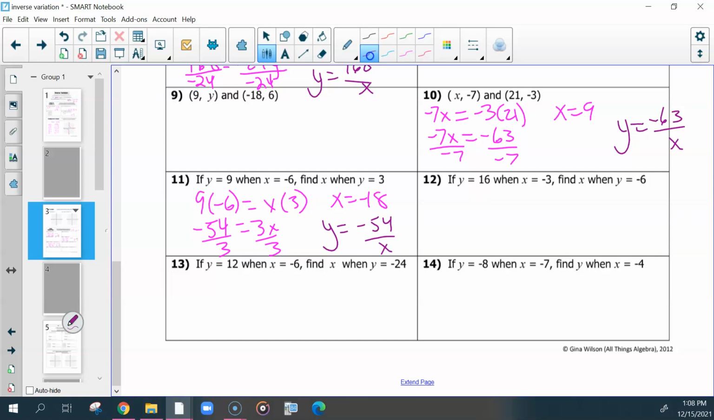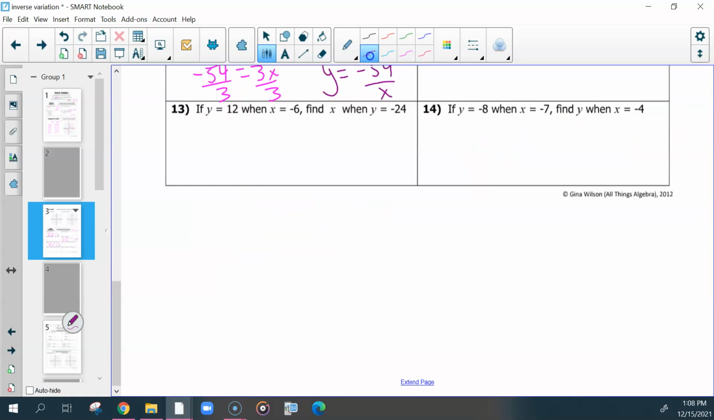And then the last one of these that we're going to do is 14. So for 14, we have y equals -8 when x equals -7. We need to find y when x equals -4. So we set up our equation and then we can solve for y. So this would be positive 56.